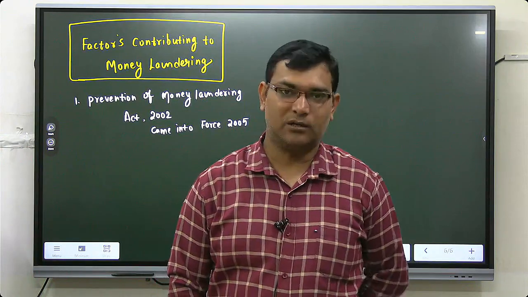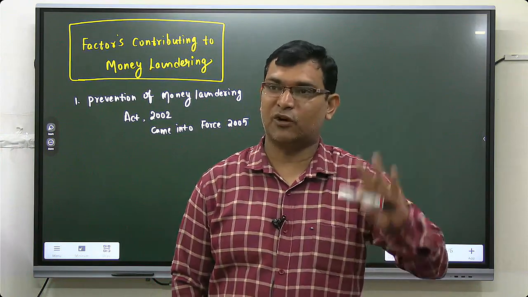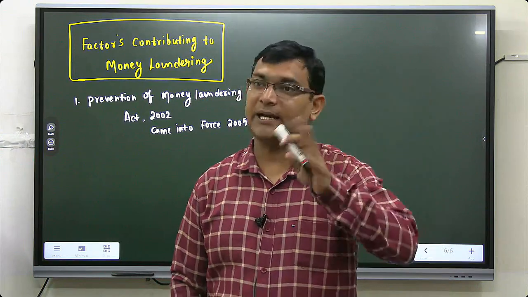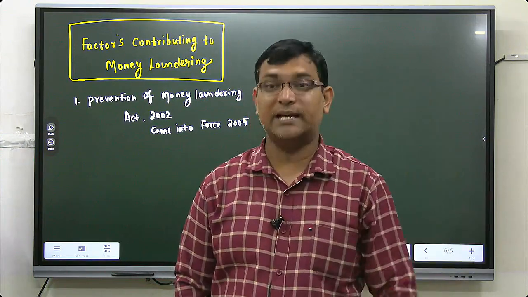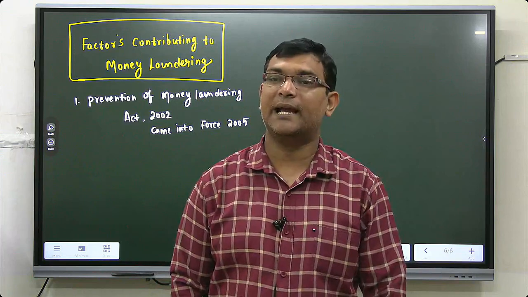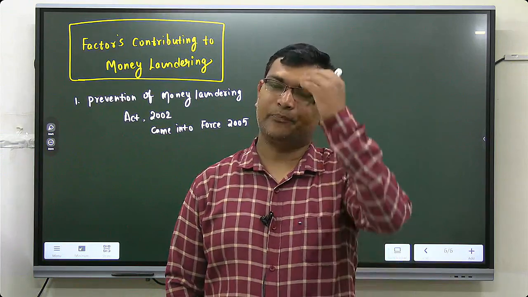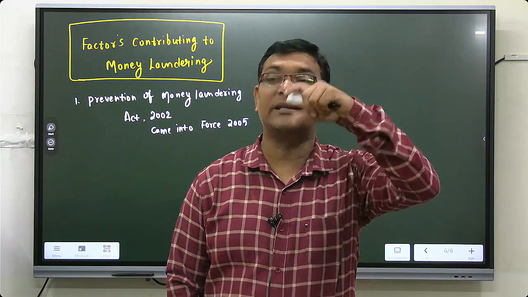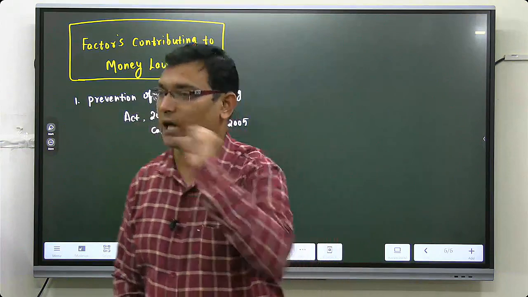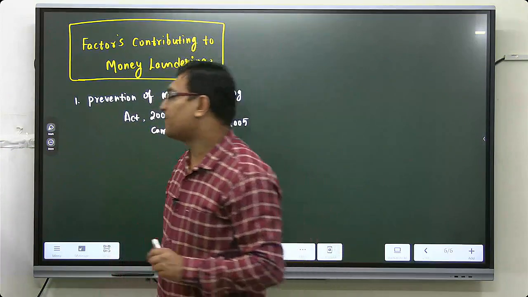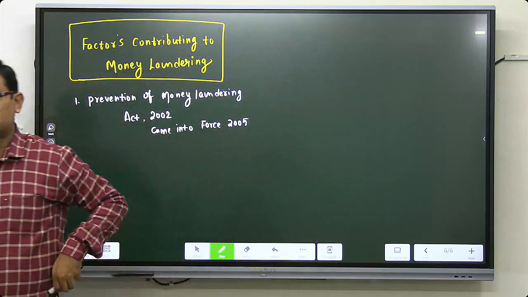In 1998, the government had fallen. And in 1999, again it was reconstituted. In the election, BJP, NDA alliance won. And at that time, they brought this act. They drafted this law. What law? Prevention of Money Laundering Act 2002.